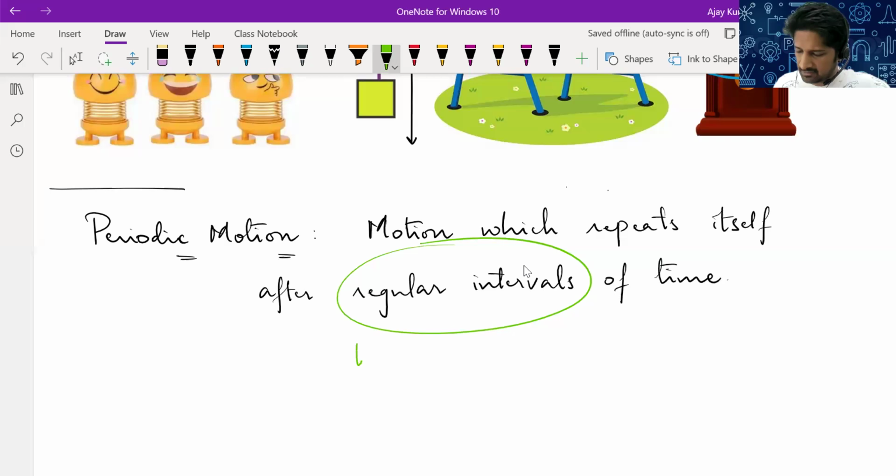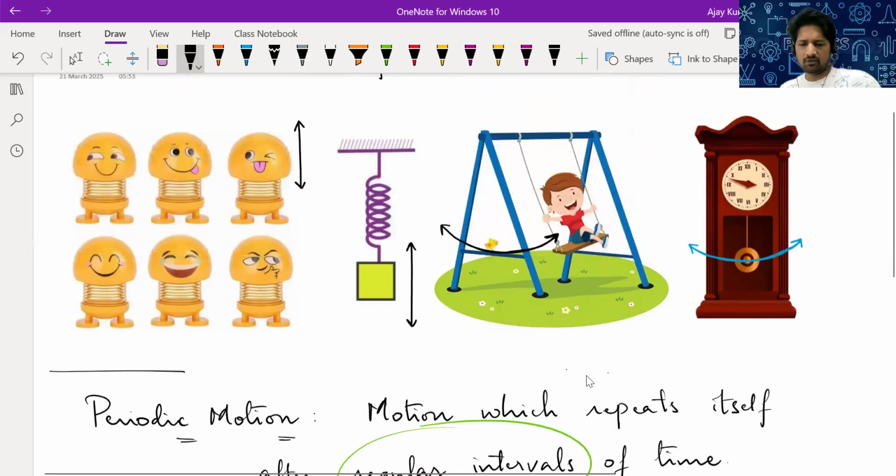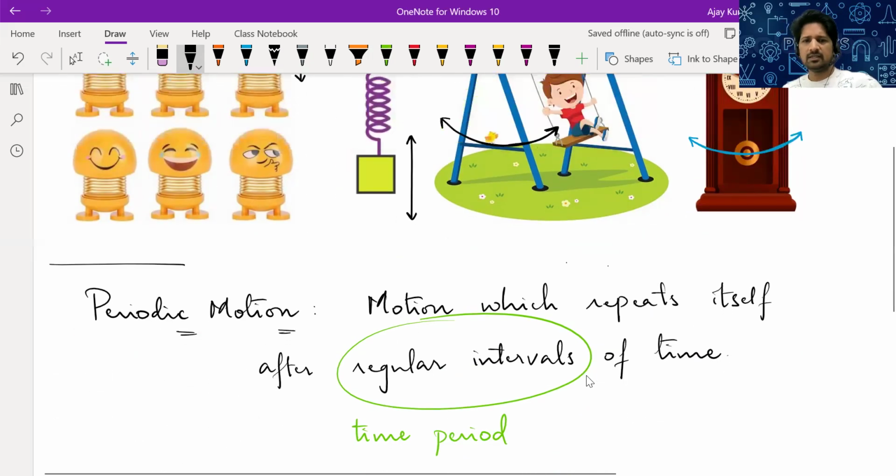That regular interval after which the motion repeats itself is called the time period of that periodic motion. For example, for the revolution of Earth around the Sun, time period is 365 days. For the rotation of Earth about its own axis, the time period is 24 hours, and so on. For the motion of a second's hand in a clock, the time period is 60 seconds. After every 60 seconds, that is 1 minute, it repeats itself. Similarly, for the minutes and hours hand also, you can assign a time period. So there are many examples that we can think of oscillatory motion as well as periodic motion.